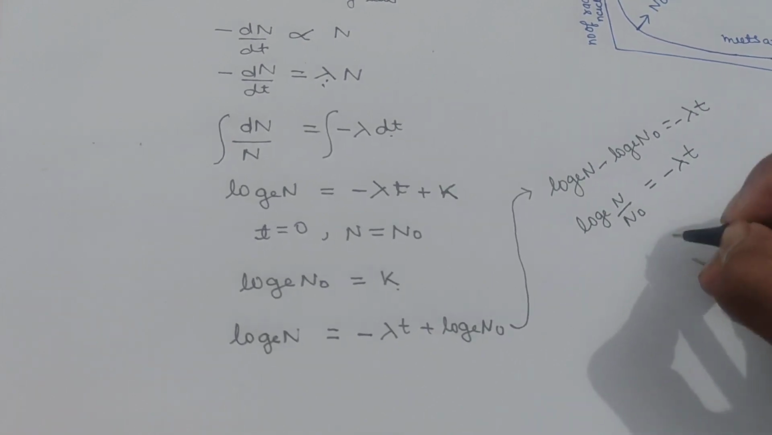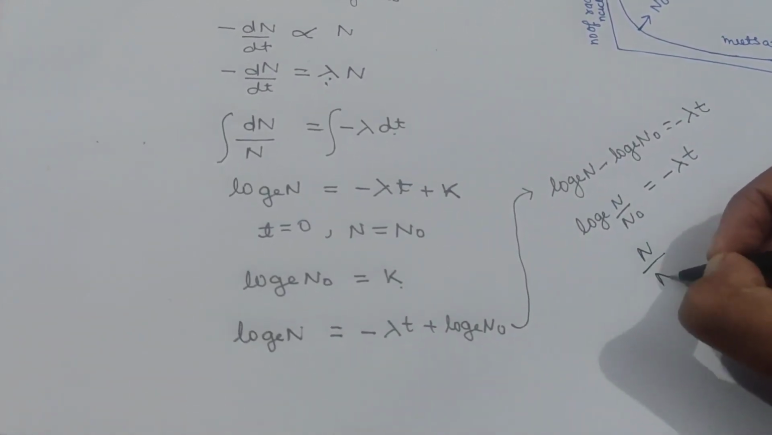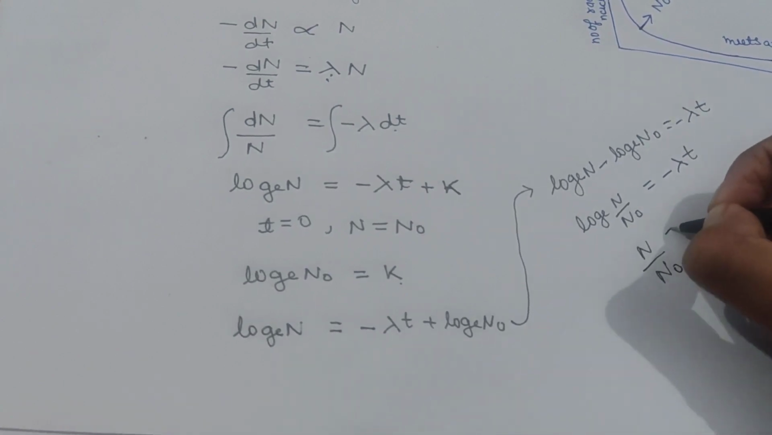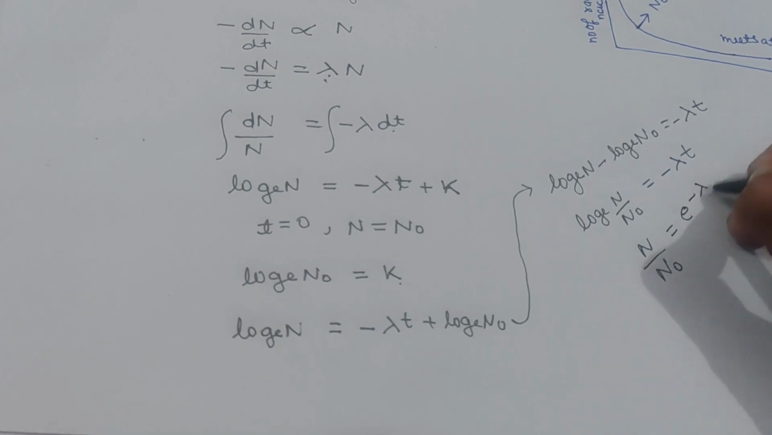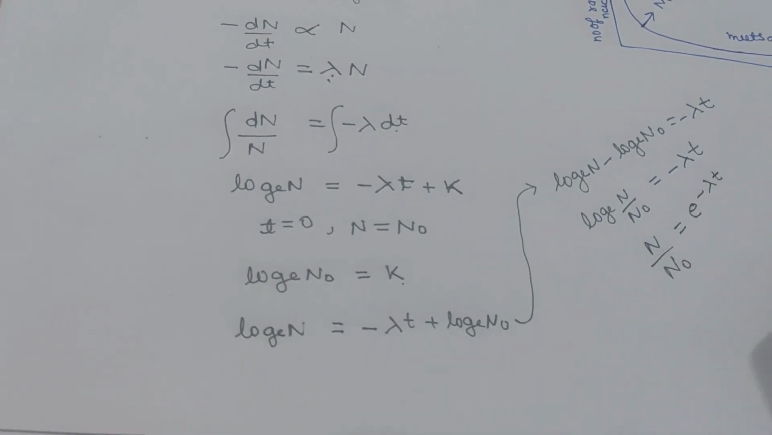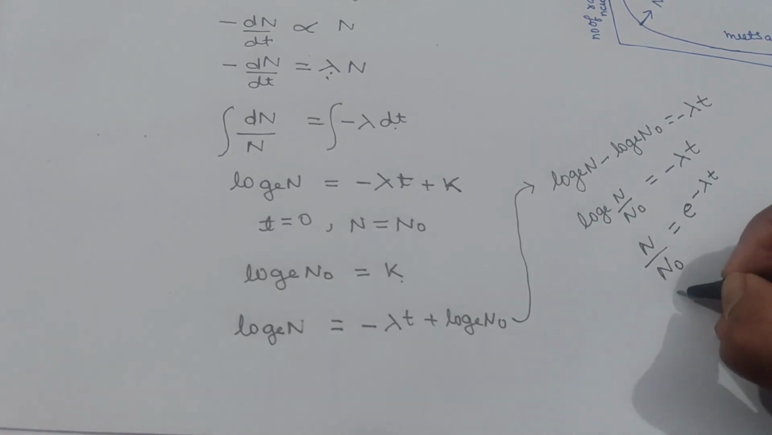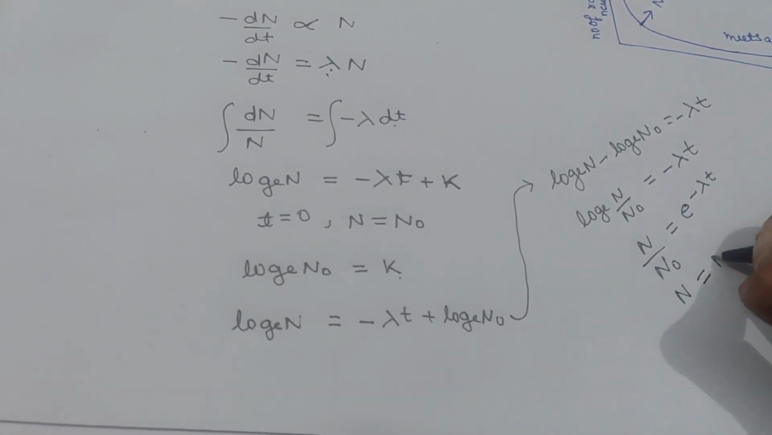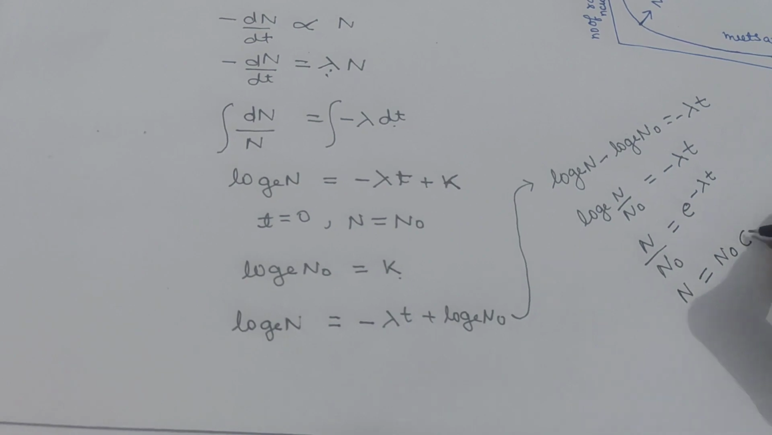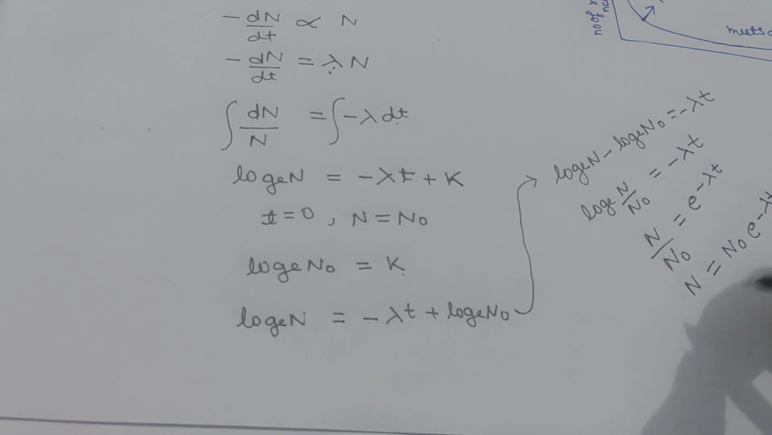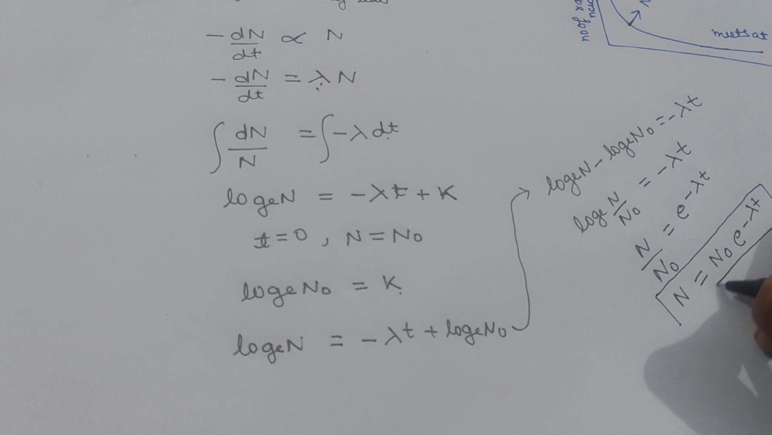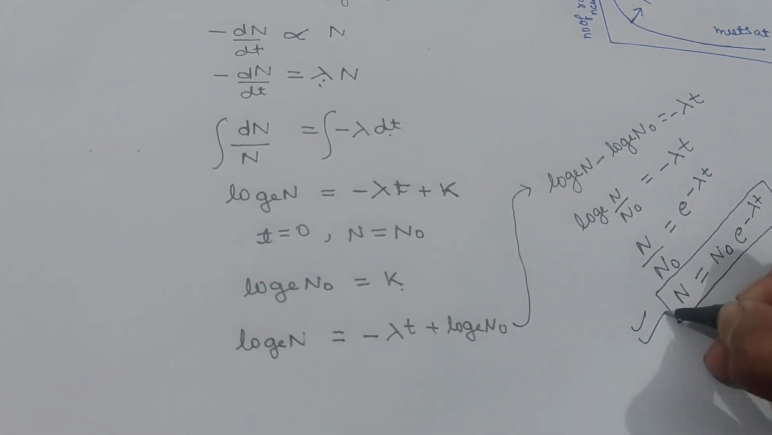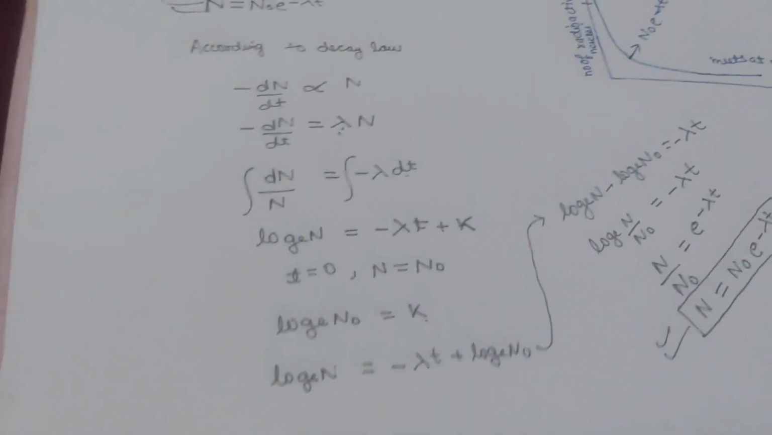Okay, after taking the exponential on both sides, the log will cancel and e to the power minus lambda t will be left. Okay, and N equal to N naught e to the power minus lambda t. So we'll have our equation. Proved. Thank you.